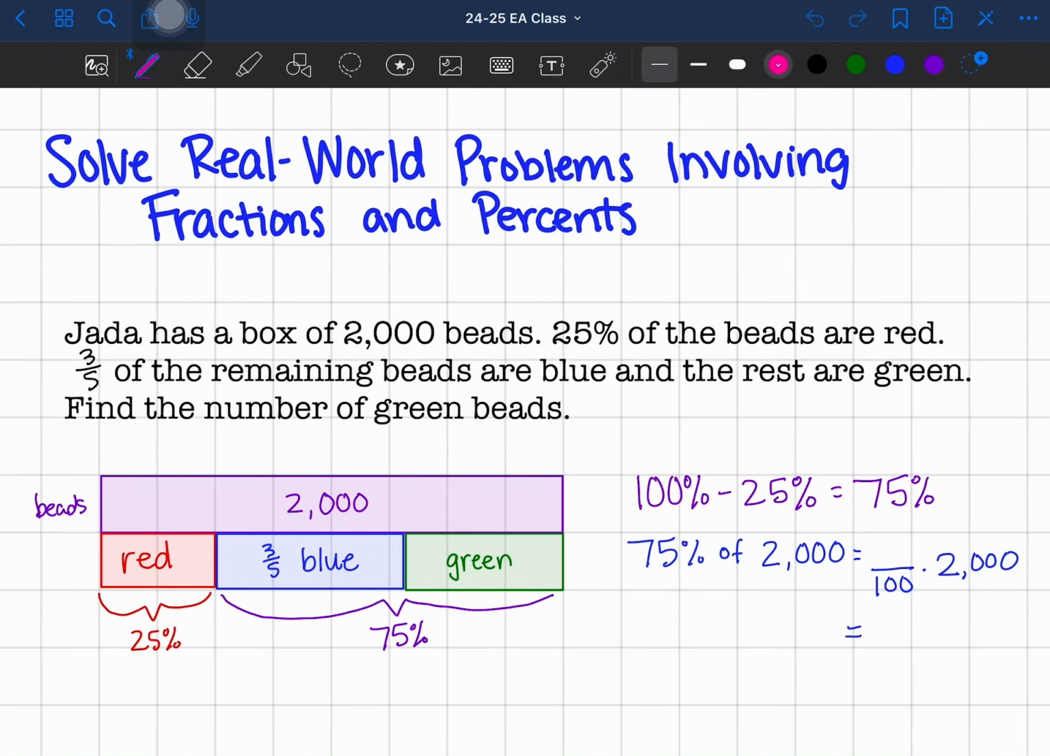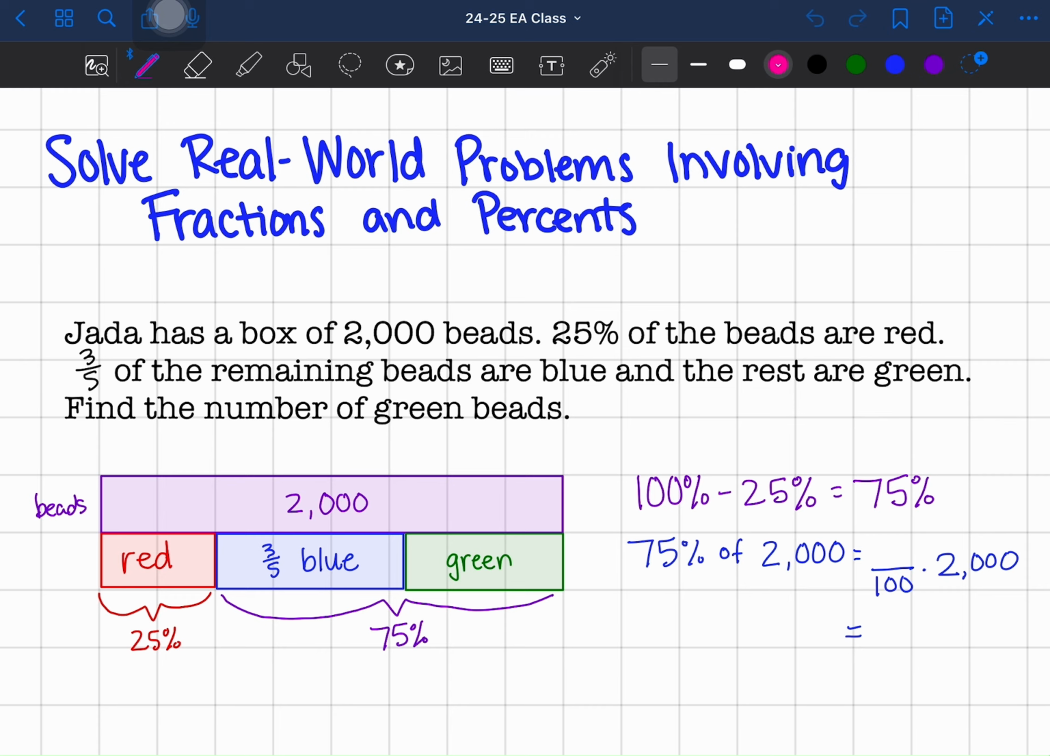Today we are solving real-world problems involving fractions and percents. This is a continuation of the previous lesson of solving real-world problems for percent increase and decrease. You need your notebook and a pencil. You can write anything that's blue or any color, but you do not have to write what is written in black or typed.